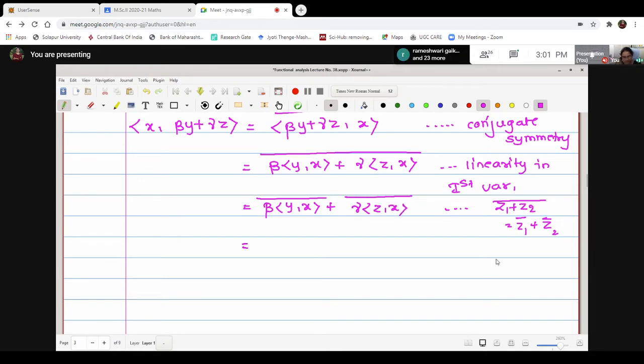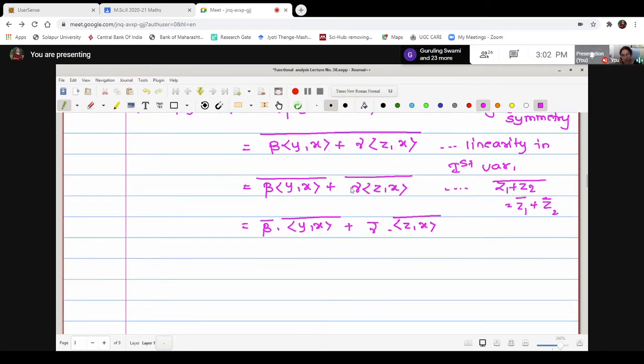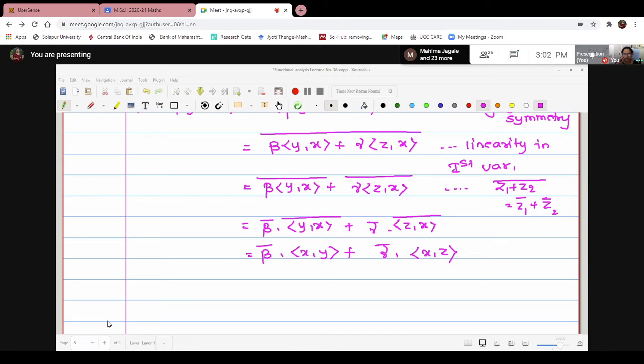Okay, now it's time to use the property for the multiplication. Therefore we will separate for the multiplication as well. Therefore this is beta bar times the inner product of y with x, plus gamma bar times the inner product of z with x, bar. Right, now what this conjugate symmetry property once again tells us is that the conjugate of the inner product of y with x is nothing but the inner product of x with y. Similarly, the conjugate of the inner product of z with x is the inner product of x with z. Hence it is the proof of the second property also.